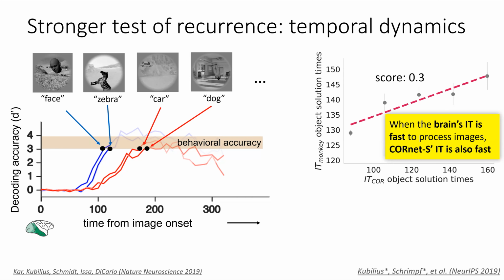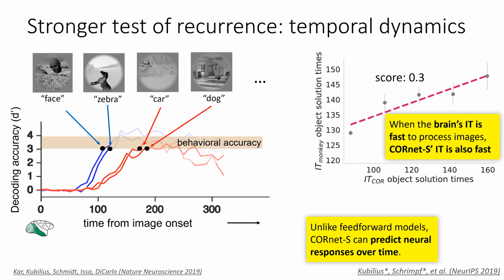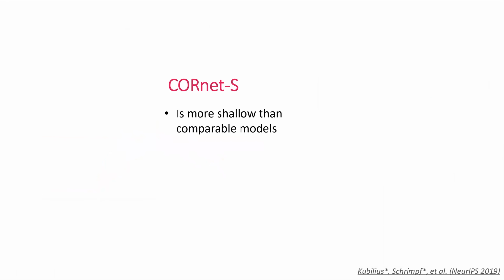So in other words, when the brain's IT is quick to process images, CORnet-S is also quick in solving these images. And when images are more difficult, then the brain takes longer, and analogously, CORnet-S also takes longer to solve these related images. And this is again the hammer against all of the default models, which just cannot predict neural responses over time. Yeah, so wrapping up the CORnet-S part, this is a more shallower model than comparable models.